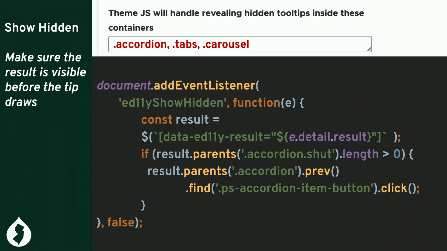Show hidden last. Okay. So that configuration option for selectors where things might be hidden, if that is set, and only if that is set, Editorially will send out an event saying show hidden, which gives your theme like half a second. It just sets a little timeout where Editorially pauses and waits. It gives it a couple hundred milliseconds to do something. And so you can do something, like go find that element and advance to the correct tab, or shift the carousel to the right frame, or whatever you need to do. It gives your theme a few hundred milliseconds to do that before the tip tries to draw. So that's what that's for.